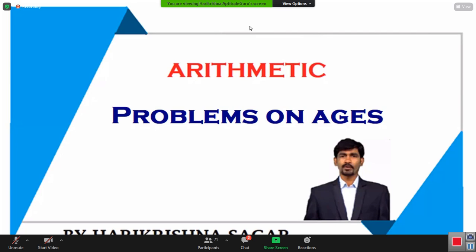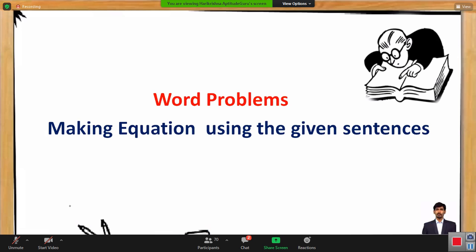In ages problems, we will be having more statements. So more data will be given in the form of a narration, so we have to understand that and proceed. Basically in the ages problems, questions are narrated more with a story. If you observe the questions which are related to ages, they are given in the form of statements, and options are given in numbers.